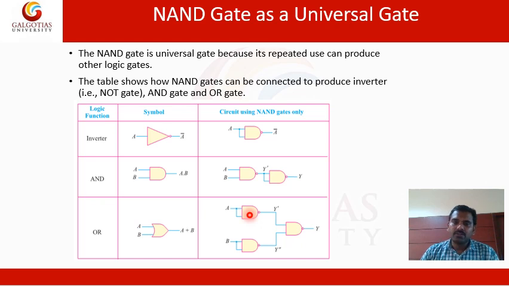So we can say that by using a NAND gate, we can derive all the fundamental logic gates. That's why we can say that the NAND gate is the universal logic gate. One NAND gate is required for an inverter, two NAND gates are required for an AND gate, and three NAND gates are required for an OR gate.